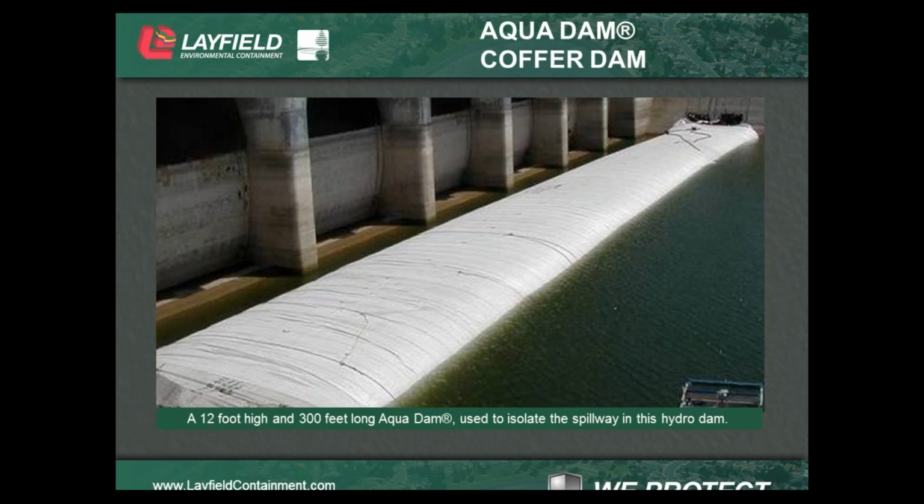This is a picture of a 12-foot high by 300-foot long Aqua Dam, which is being used to isolate the spillway of a hydroelectric dam. They're doing refurbishing of some of the spillways or some of the actual locks, and they needed to put the Aqua Dam in place to prevent water flow into the work area.